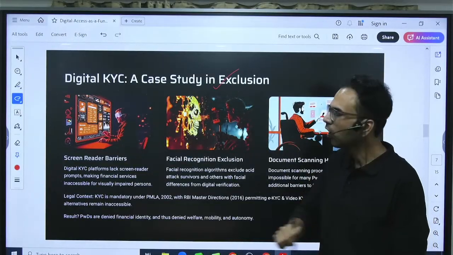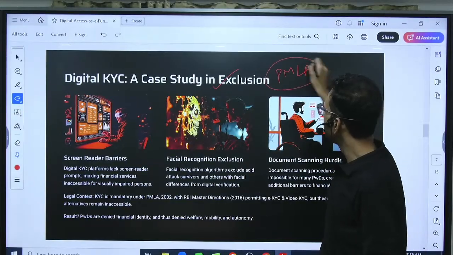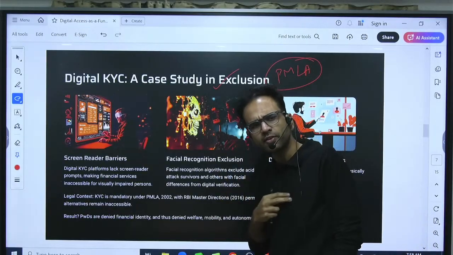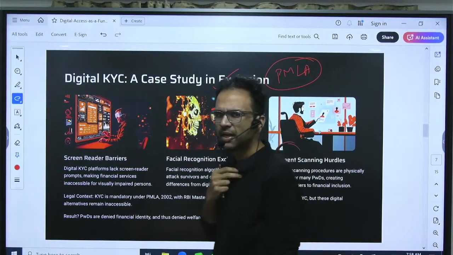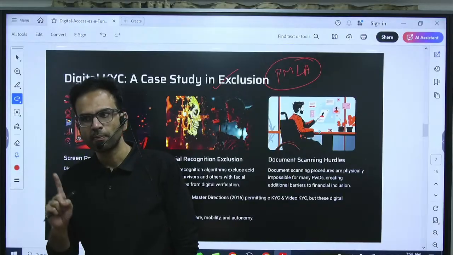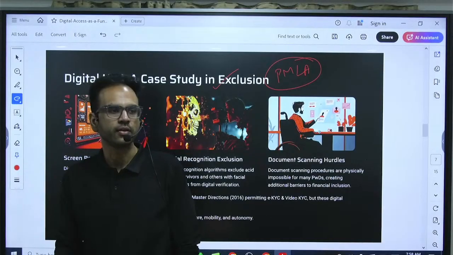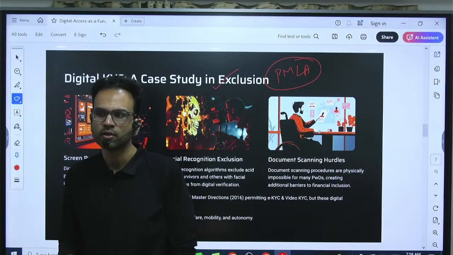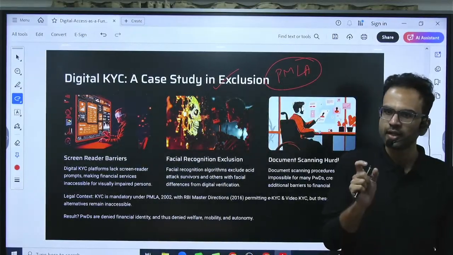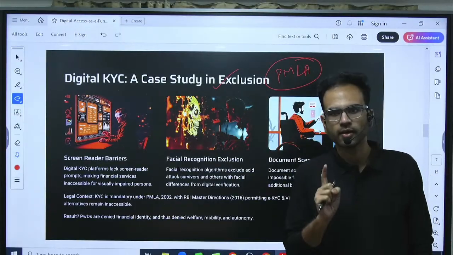There is a law called PMLA, Prevention of Money Laundering Act. Does this have anything to do with PWDs? Not really. The purpose is different. The purpose here is to protect the national security, sovereignty of this nation. State concept: sovereignty, population, territory, government. In that, sovereignty is the first principle, and national security is associated with that sovereignty.